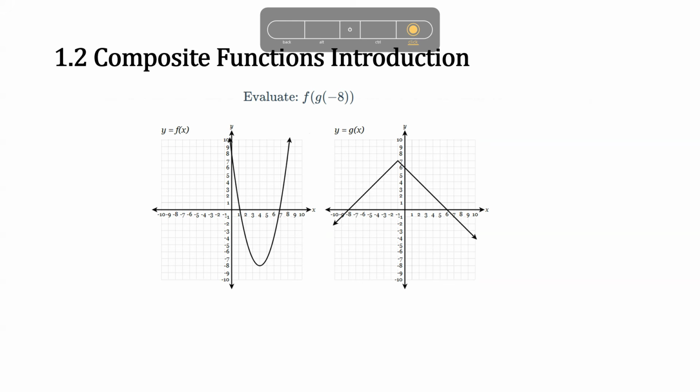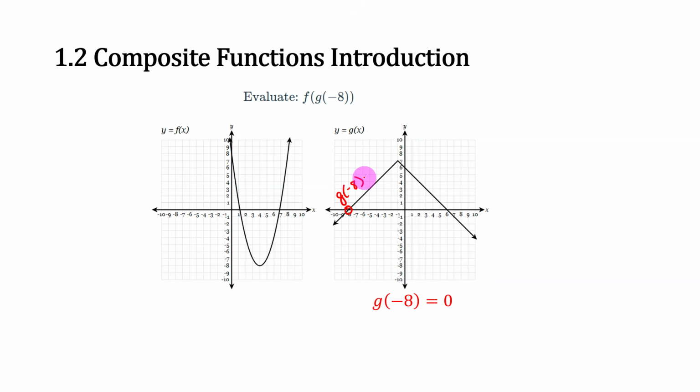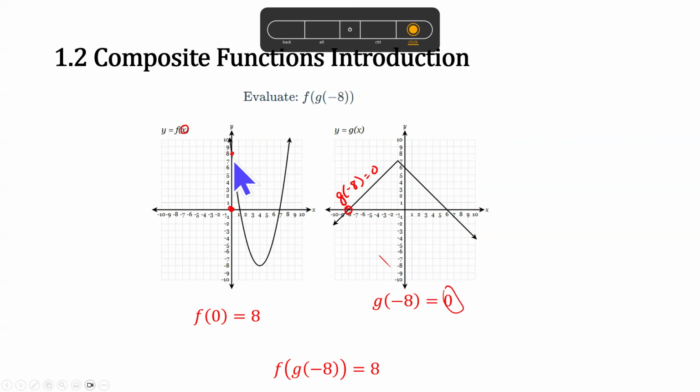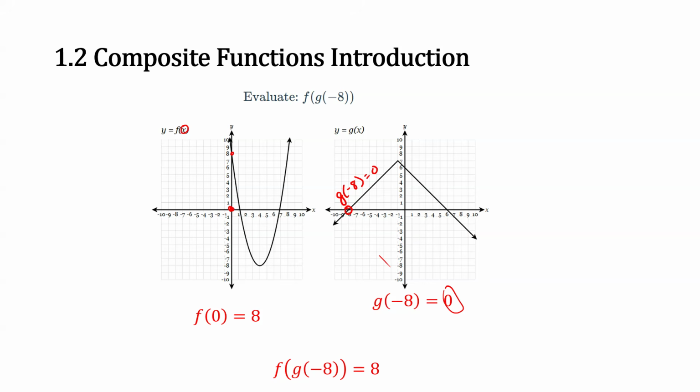All right, now we're going to do it graphically. So we start with g of negative 8. g of negative 8 is 0, because when my x value is negative 8, my y value is 0. So I take this in, and I'm going to do f of 0. So I go to the x value of 0, and I find my y value is 8. So f of g of negative 8 is 8.